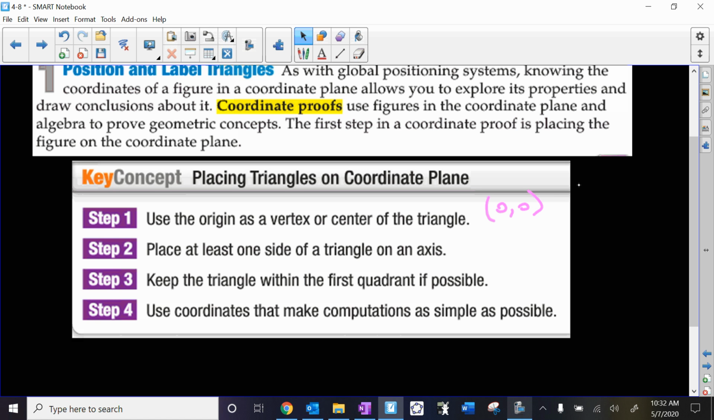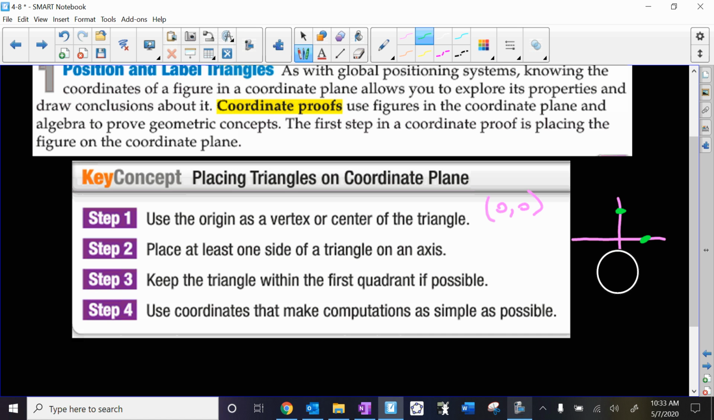Likewise, in step 2, it says place at least one side of the triangle on an axis. So for example, if I want to position some triangle on an axis like this, they're really saying plot a point somewhere on here or up here. I'm not really going to use the bottom axis or the one on the left. I'll explain why in just a minute. But the reason that they want us to pick a point on either one of these axes is I can label this one as something like a comma 0, and I could label this one up here like 0 comma b, meaning 0 is involved again.